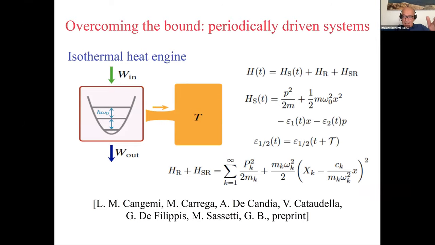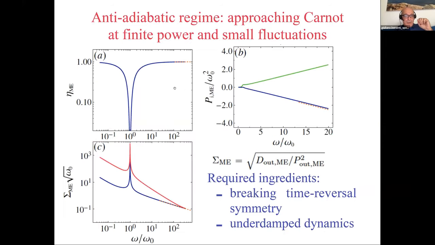You have, of course, periodic driving. I do not have time to enter into details. But the point is that now the ideal efficiency is equal to one because it's an isothermal engine. You can approach it in the quasi-static limit, but also in the opposite, anti-adiabatic limit. And the latter limit is the most interesting one, because in that limit the power doesn't go to zero. It increases linearly with frequency. And at the same time, the relative fluctuation goes to zero. So you have all three desiderata of a heat engine.